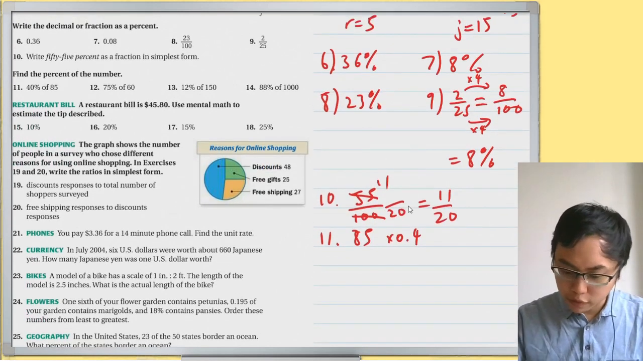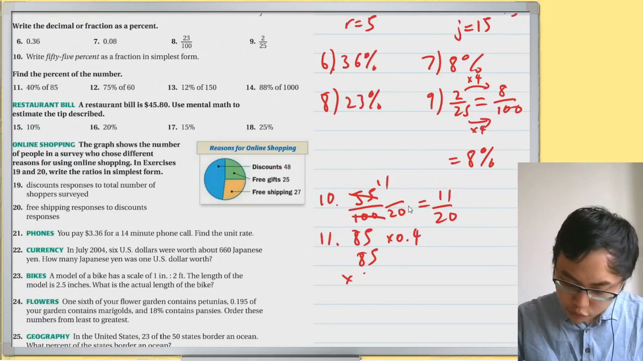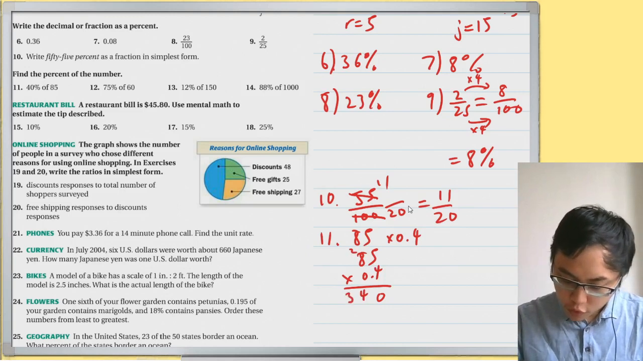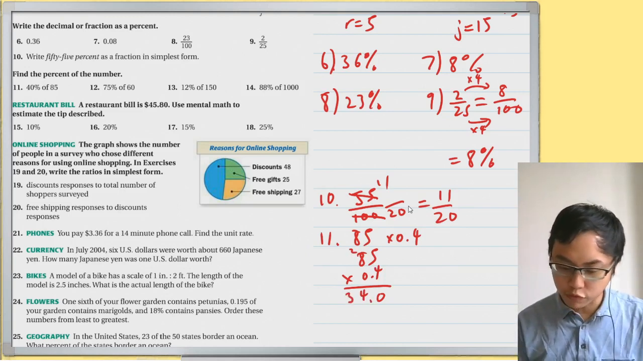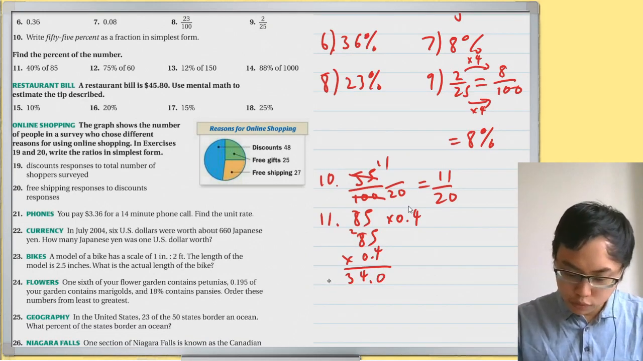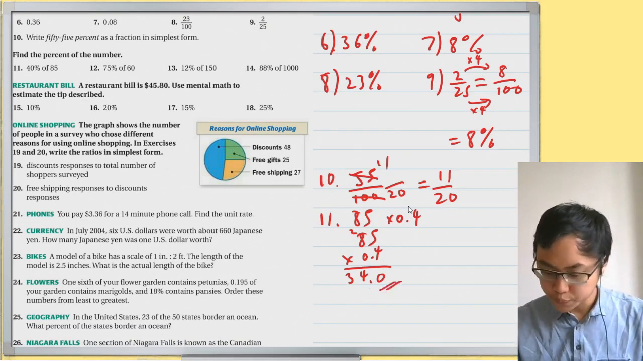You can do this by long multiplication. 85 times 0.4. 4 times 5 is 20. 4 times 8 is 32, plus 2 is 34. One decimal place, so that's going to be 34. So 40% of 85 is equal to 34 over here.